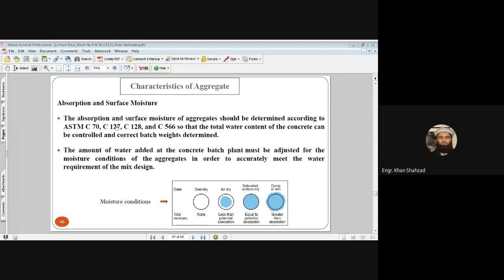So now let's talk about the absorption and surplus moisture of the aggregates. The absorption and surplus moisture of the aggregates should be determined according to ASTM C70, C127, C128, and C566 documents, so that the total water content of the concrete can be controlled and correct batch weights can be determined as per the requirements. What is meant by this?